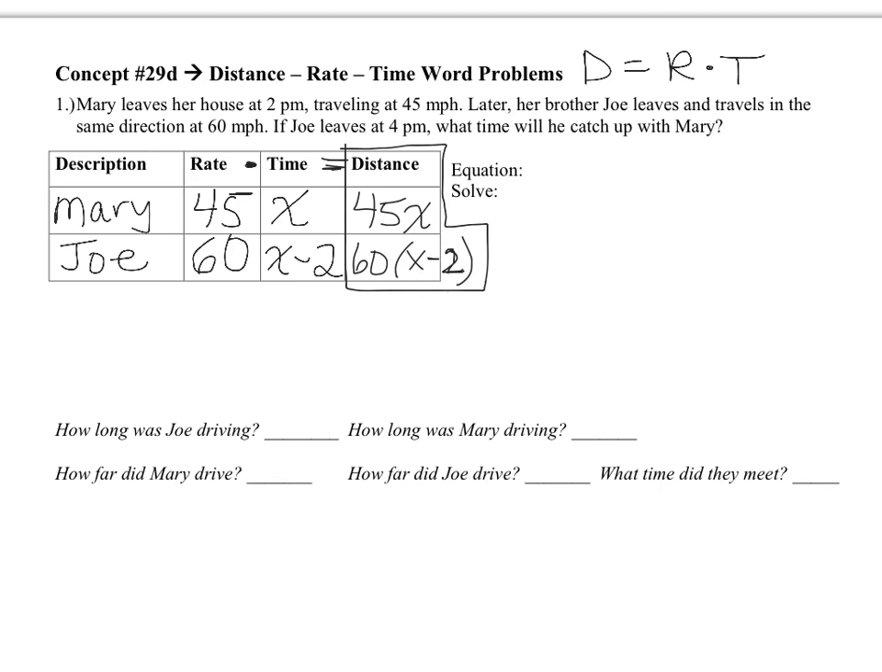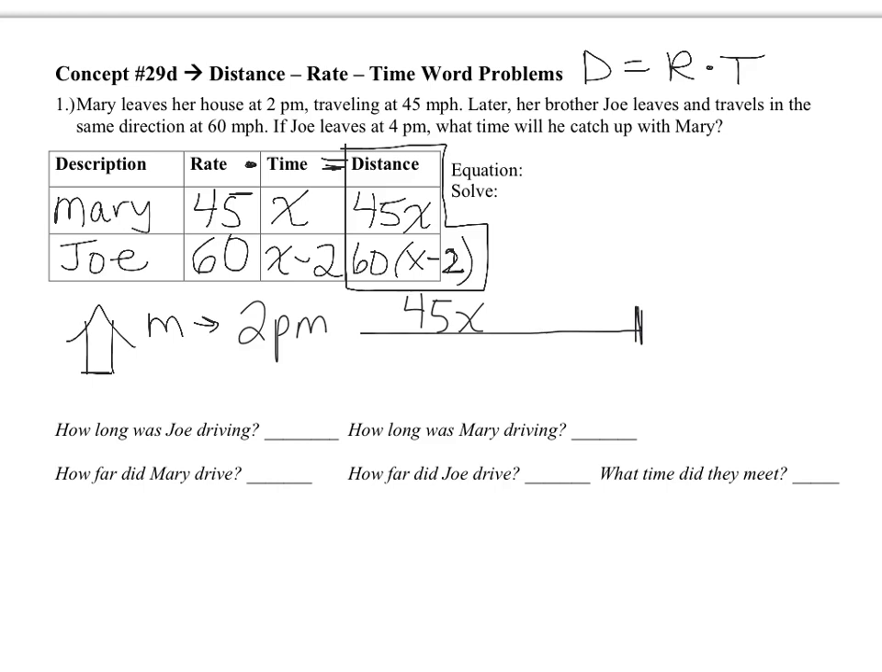All right, so now let's just get a picture of what's happening here, okay? So down here, I'm gonna draw this little picture. Here's the house. Mary, she left the house at 2 p.m. And she's traveling some distance in some direction. And what we know is that her distance can be calculated by 45x. This is the expression that represents her distance, meaning that the x is how much time she's traveling for, and she's going 45 miles per hour, so it's 45 times x.